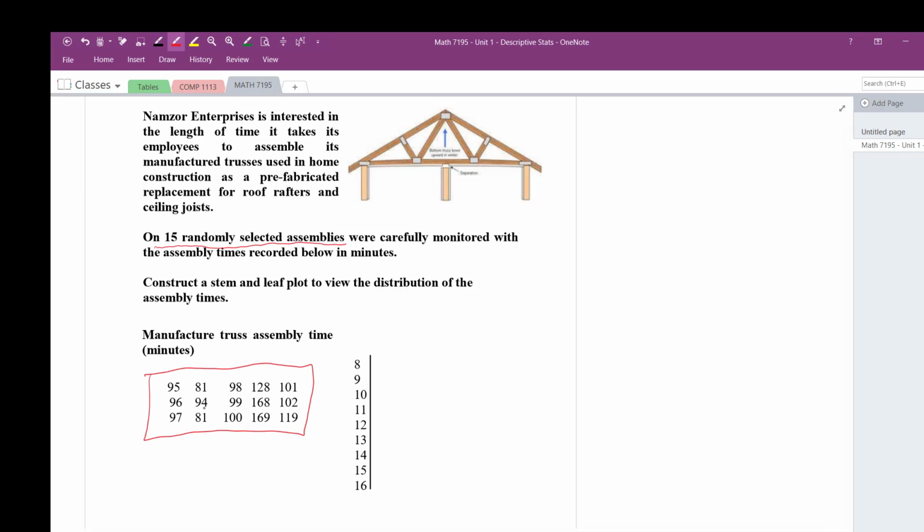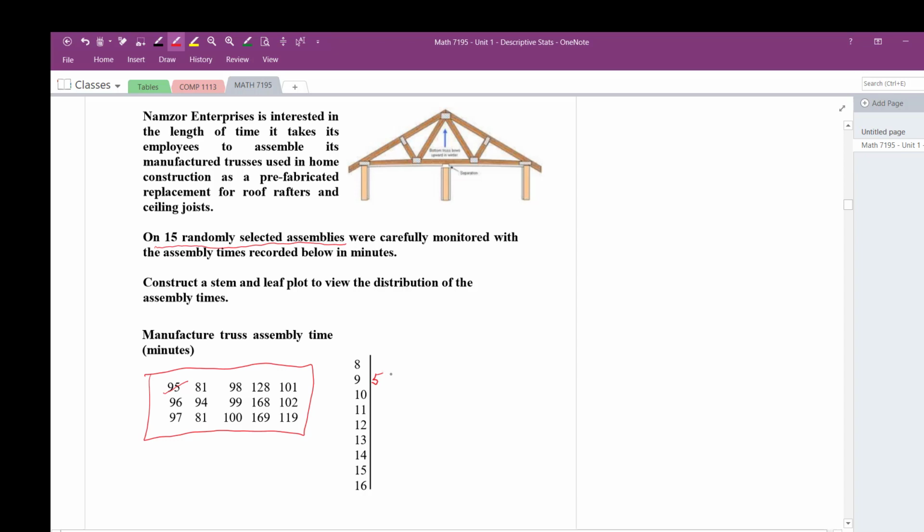I noticed that those values range from the 80s to the 160s, and I made those tens categories what we call the stems. So 8 is a stem, indicating 80s, 90s, hundreds. We're going to translate our data into this now by adding the leaves. So our first value in the list was 95. So in the 90s category, I'm going to write a 5. The neater you write it, the better graph you'll have when you're done.